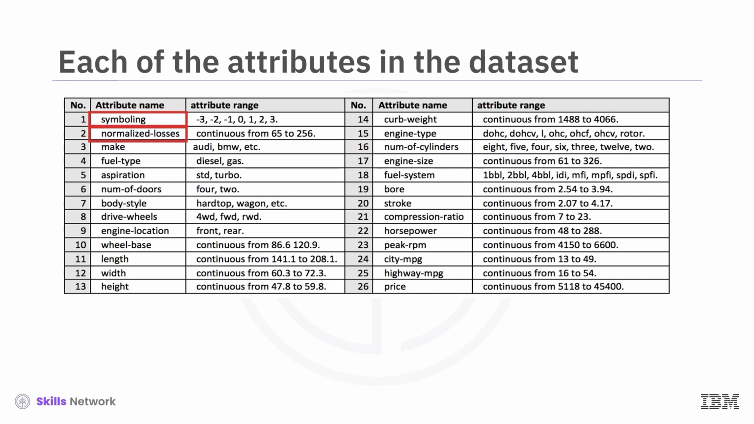The second attribute, normalized losses, is the relative average loss payment per insured vehicle year. This value is normalized for all autos within a particular size classification. Two-door small, station wagons, sports specialty, etc., and represents the average loss per car per year. The values range from 65 to 256. The other attributes are easy to understand. If you would like to check out more details, refer to the link at the bottom of the slide.